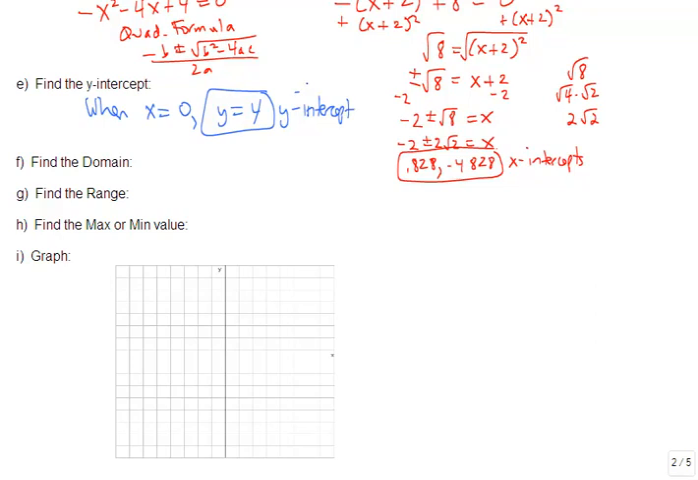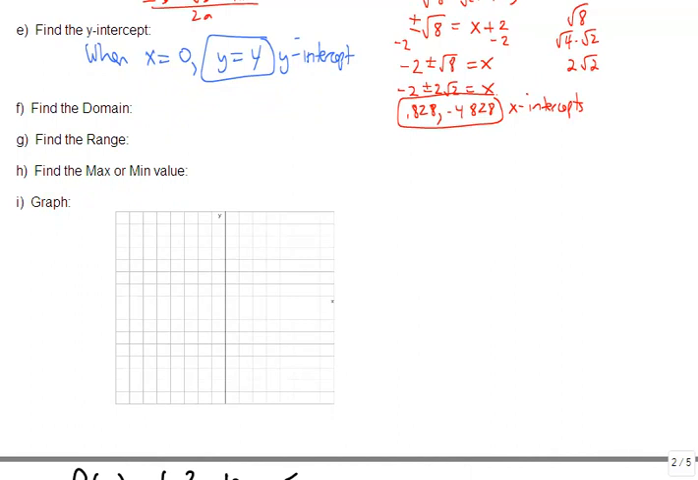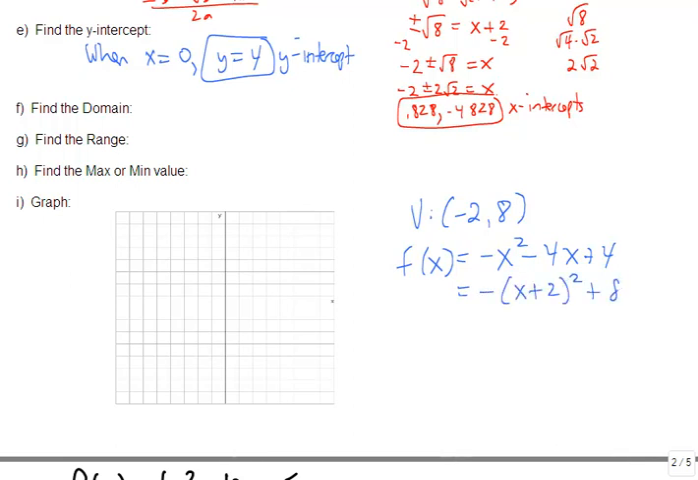Okay? Now, in order to find the domain and the range and find the max or the min, I like to look at a graph to help me do that. So I'm going to go ahead and do my graph first. And what we want to remember here is that we had a vertex at negative 2, 8, and its original equation, just to recopy it so we can have it handy, was negative x squared minus 4x plus 4, or in its vertex form, that was negative quantity x plus 2 squared plus 8.